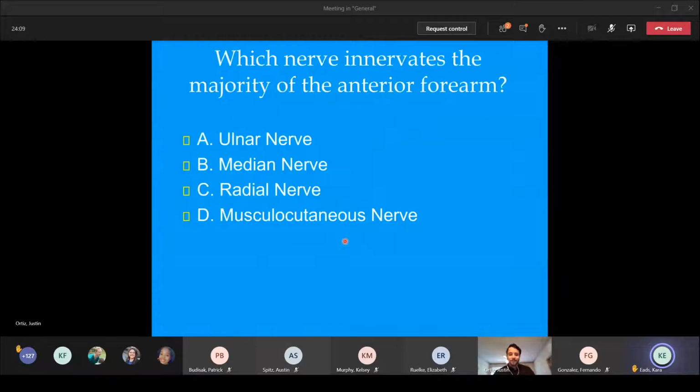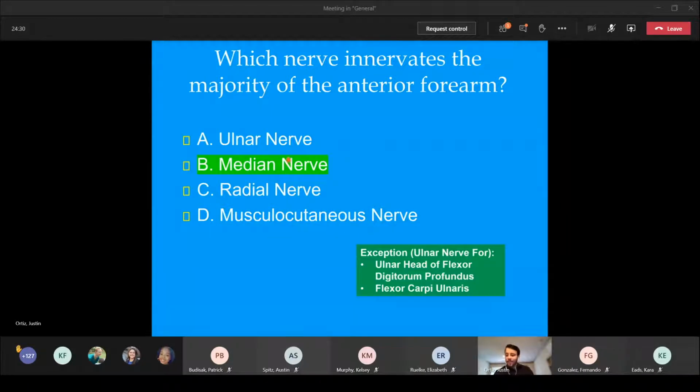Yeah, gotcha. There's a question. So which nerve innervates the majority of the anterior forearm? Give you a few more seconds. Okay. And yes, that is correct. It's going to be the median nerve, right? So B, the median nerve.